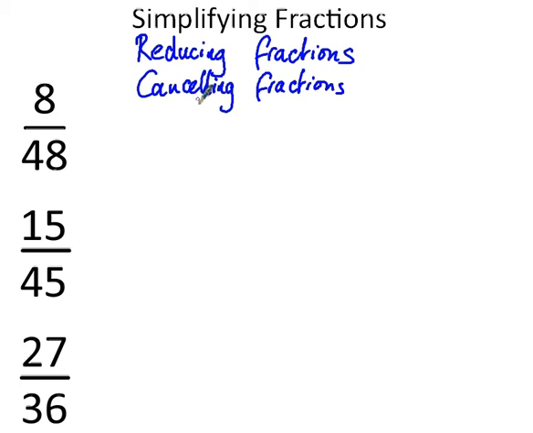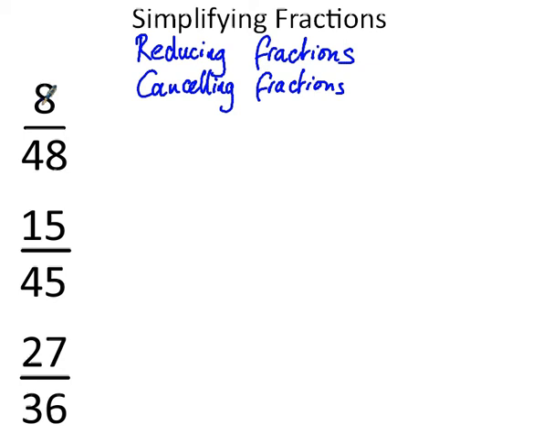What they mean is taking a fraction with larger numbers than necessary, dividing the top and the bottom by the same number to leave us with smaller numbers on the top and the bottom. And the advantage of having smaller numbers on the top and the bottom and yet still having an equivalent fraction is that it's much easier to picture in our heads exactly the proportion that we're talking about.